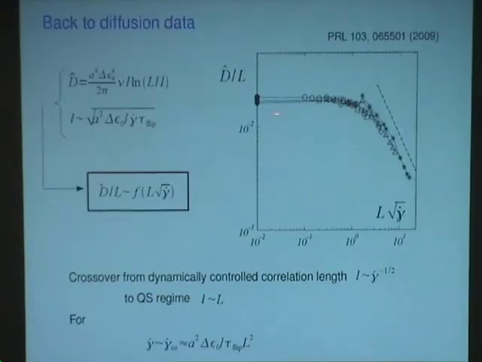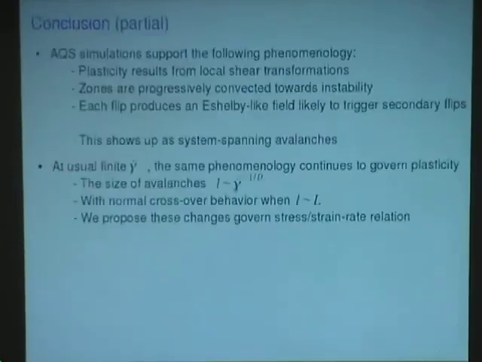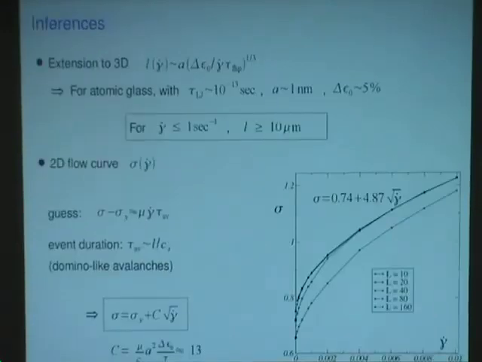And here you will find the values of our diffusion constant in the AQS simulations. So you reach here a plateau value which will continuously go to the AQS data. So what we find is that in finite strain rate simulations, we have just a very normal crossover behavior, and for systems of reasonable size, the strain rate sets a correlation length between flip events.